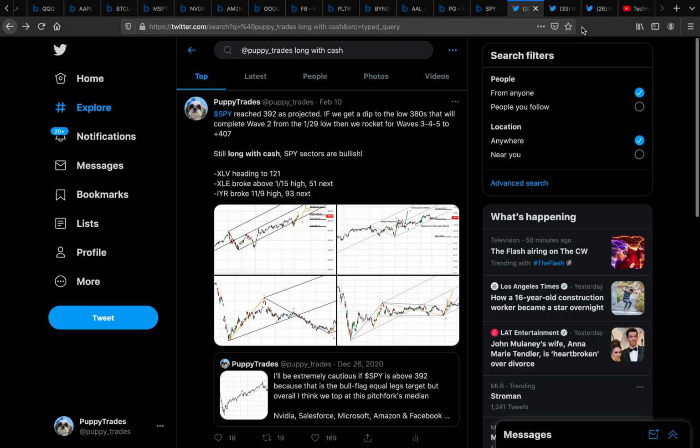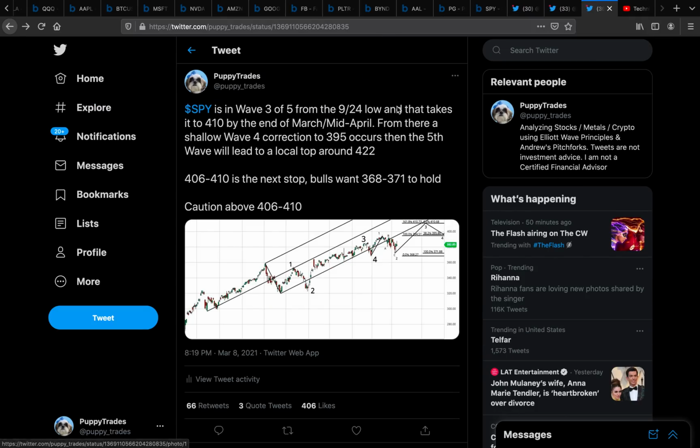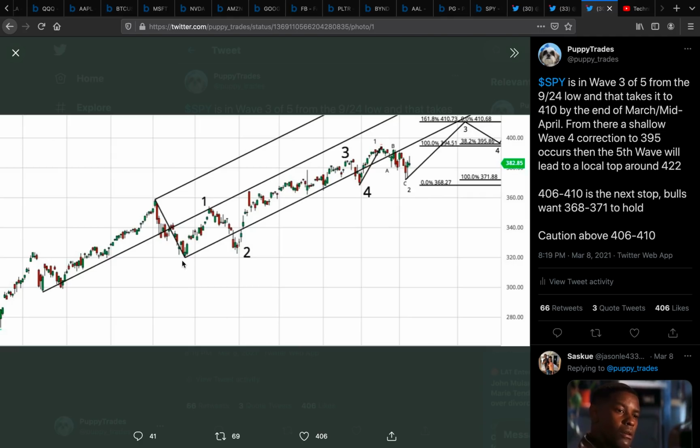And then what happened, right? We did get this dip, right? All the gurus disappear. I come out and I'm like, look, this is the wave 1, wave 2, wave 3, wave 4. This is another wave 1, and ABC correction puts in another wave 2 low. I say we're going to 406, 410 by late March to mid-April, and then we'd have a shallow wave 4 correction before a fifth wave led to a local top around 422, right?